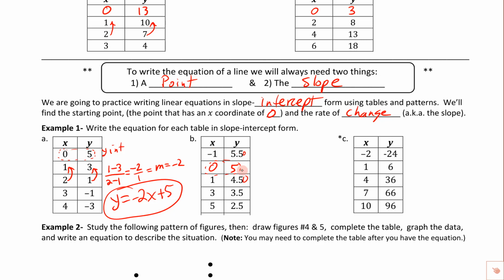And then in order to find the rate of change, let's do this. I'm going to pick two points that I haven't written on before. So this is going to be 2.5 minus 3.5 over 5 minus 3. So this is negative 1/2.